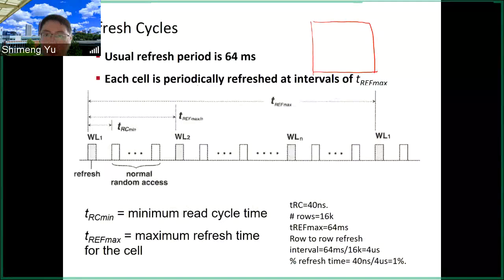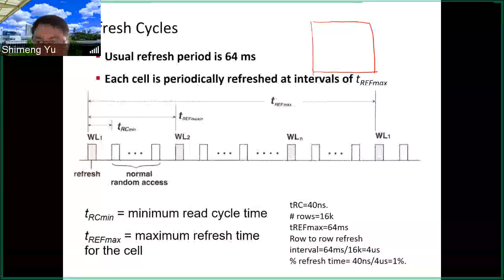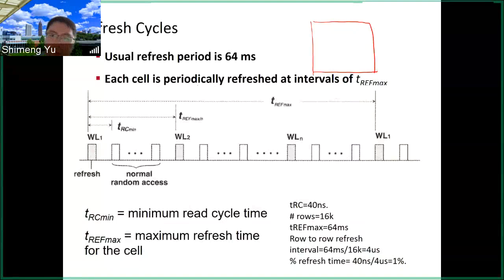And here in this example, the number of rows is like 16 K. So that means every 64 milliseconds we need to locate to the word line 1 and then read the word line 1 to refresh the data in word line 1. So if you look at the timing diagram here, this refresh cycle is this 64 milliseconds.